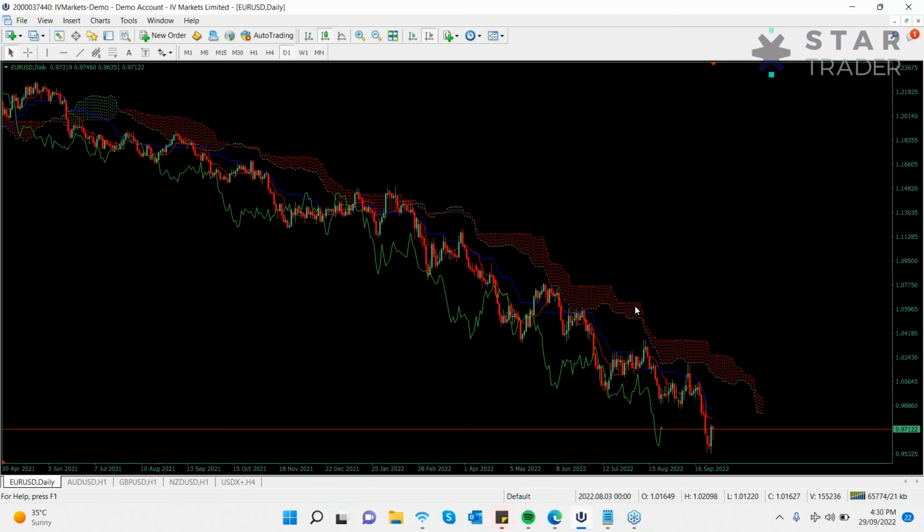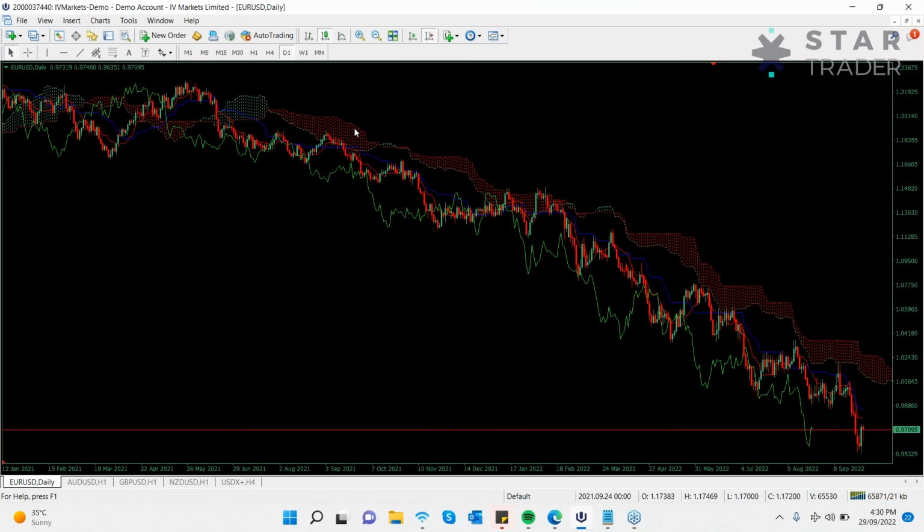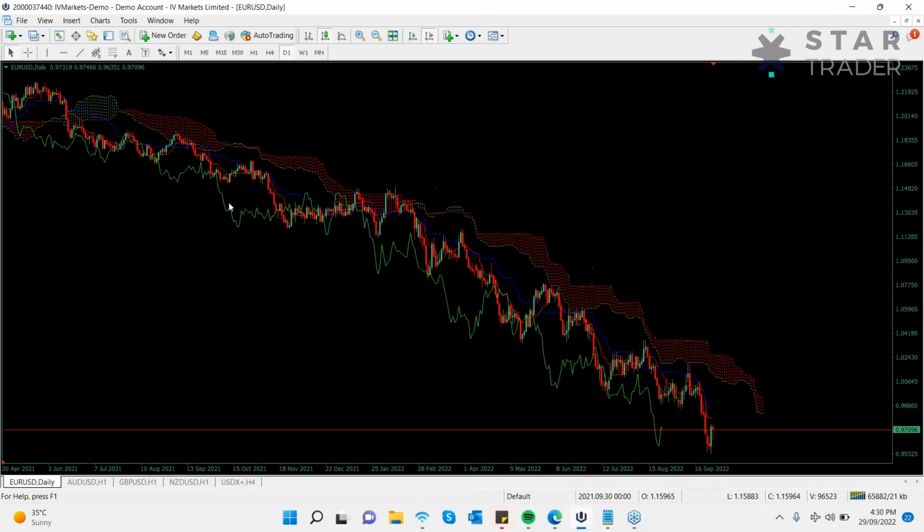So this is a Euro USD daily chart. As you can see, the cloud is thicker here, the cloud is even thicker here. It was telling us that the market is bearish, the market trend is very strong, don't go for the bullish entries, right?